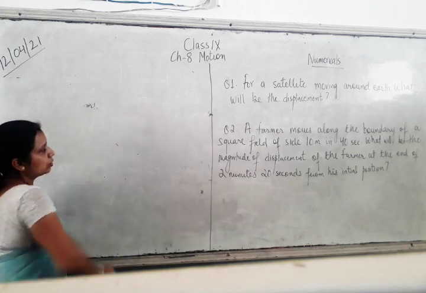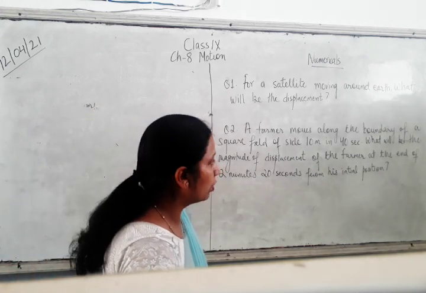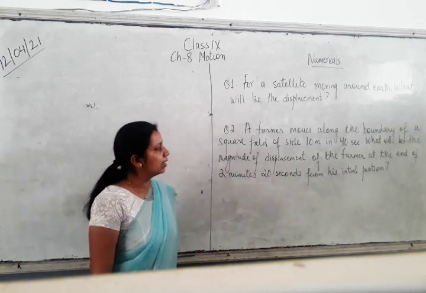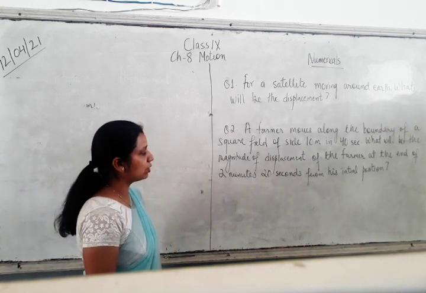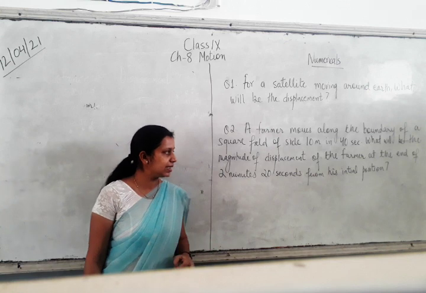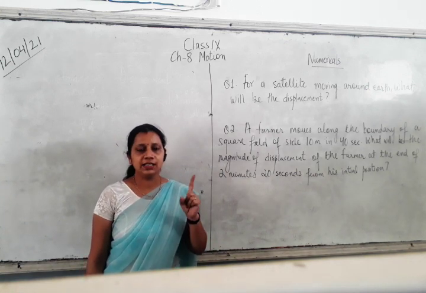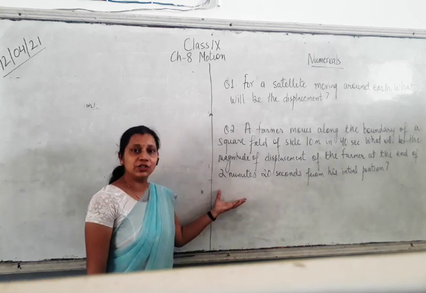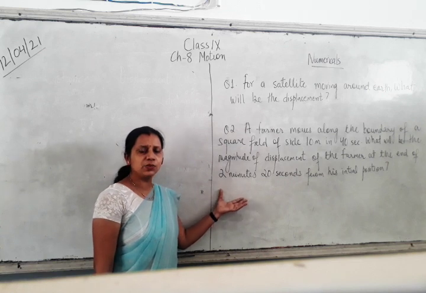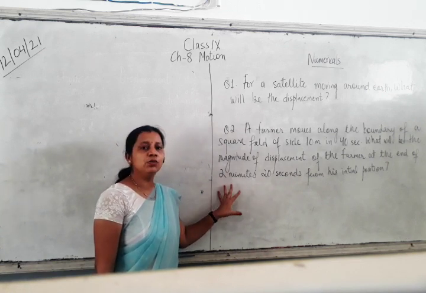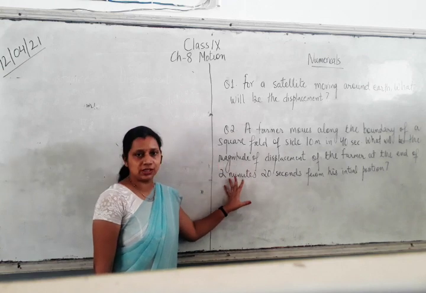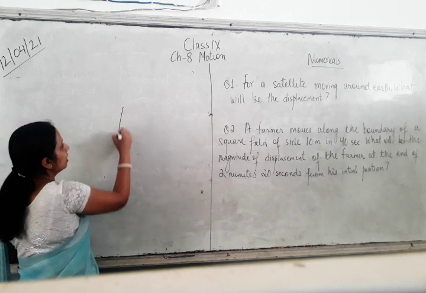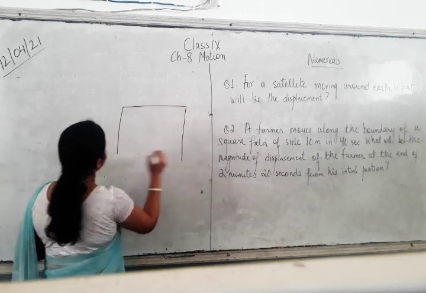Now the second question: a farmer moves along the boundary of a square field of side 10 meter in 40 seconds. What will be the magnitude of displacement of the farmer at the end of 2 minutes 20 seconds from his initial position? First thing, draw a figure. That will make the question easy to understand. In physics, whenever you are solving a numerical, try to make a figure from the question. So a farmer moves along the boundary of a square field. Square field means we have to make one square. So let's make one square.